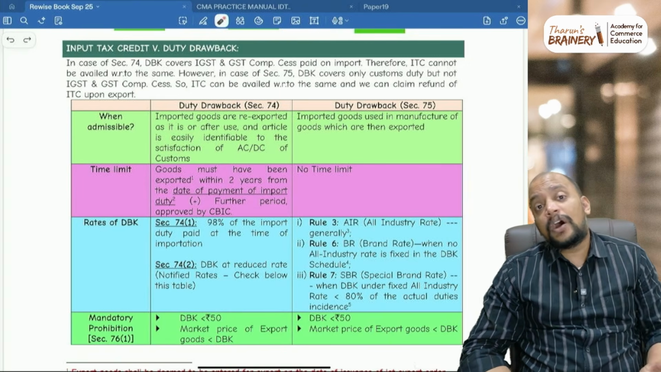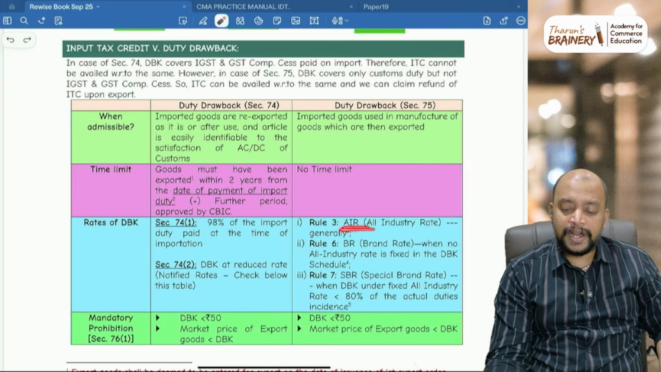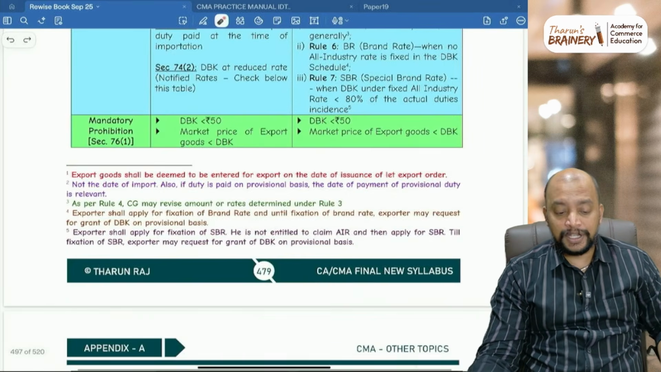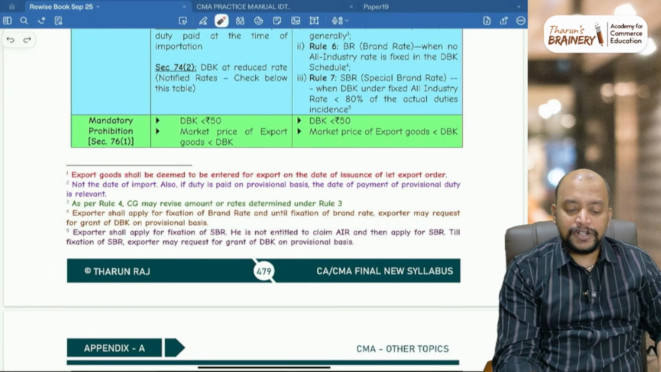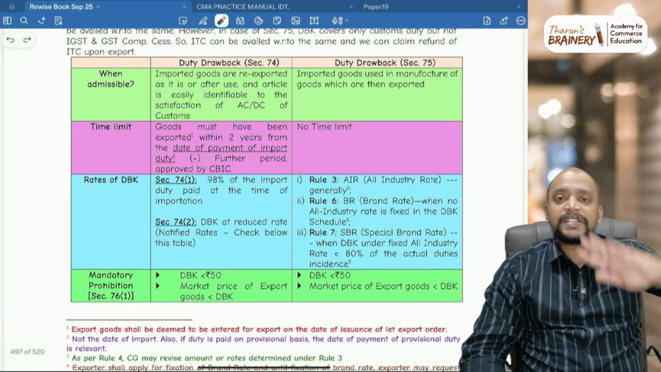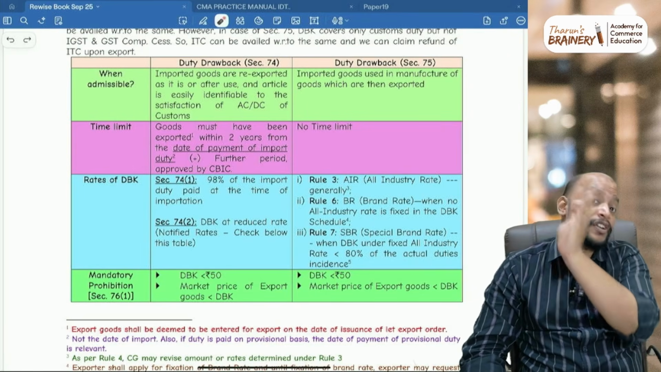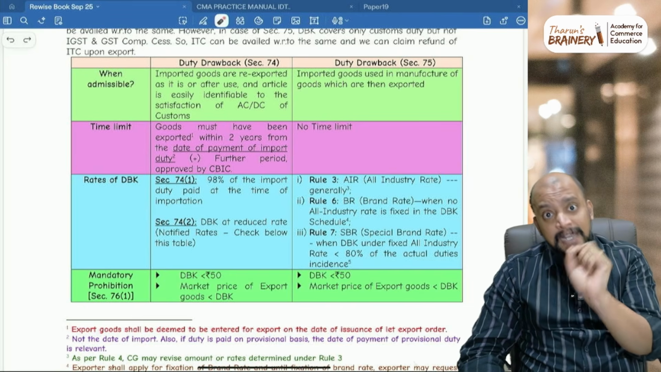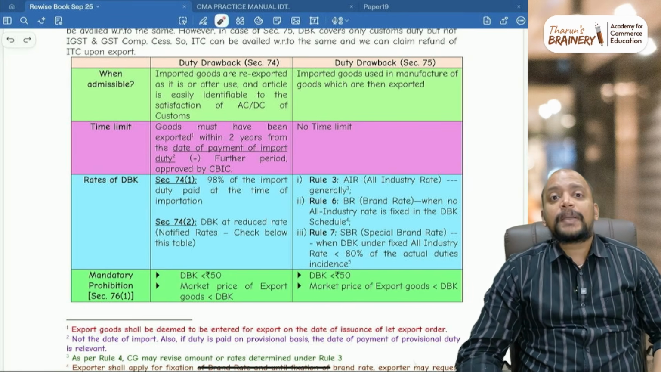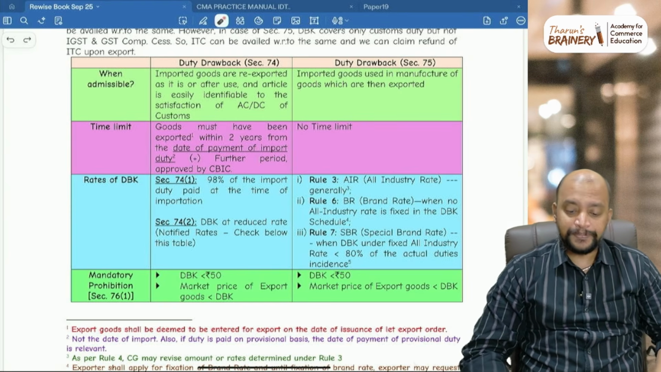That is known as all industry rate. Rule 3, all industry rate, and that is generally, and see the third point below in the footnote. As per Rule 4, central government may revise the amount or rates determined under Rule 3. So first they will give a duty drawback schedule depending upon the product. A percentage of FOB value of export will be given as the duty drawback amount. That duty drawback amount can be revised. That means it can be enhanced or it can be reduced.